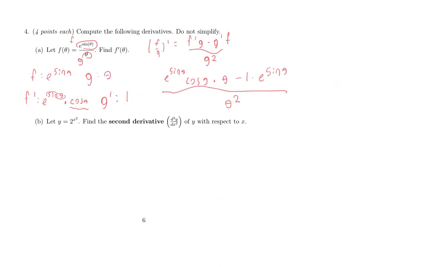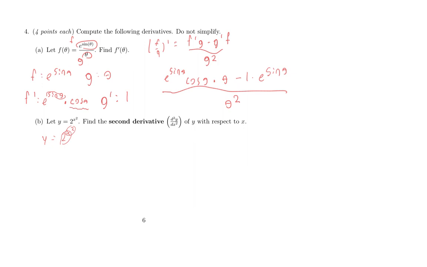Okay, so for this one, it wants us to find the second derivative, which they say d squared y dx squared, of y with respect to x. So we're taking a derivative, we're going to take it again. So our function is y equals 2 to the x squared. And looking at this, first off, this seems like a lot, but I'm going to say that there's an outside thing, which is 2 to the power of something, and an inside.